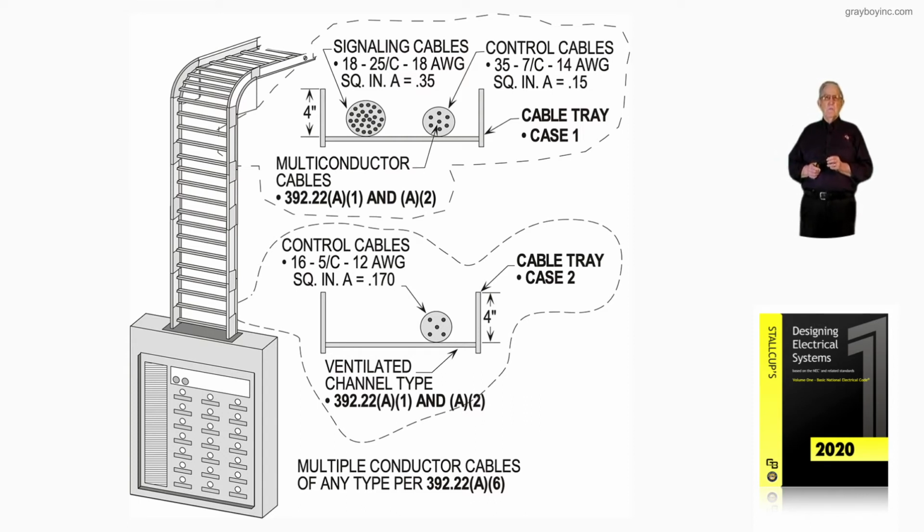Case 2 cable tray, we have control cables. We have 16 5-conductor cables, 12 AWG, with a square inch area of 0.170. Now notice it's a ventilated type cable tray that complies with 392.22(A)(1) and (A)(2).